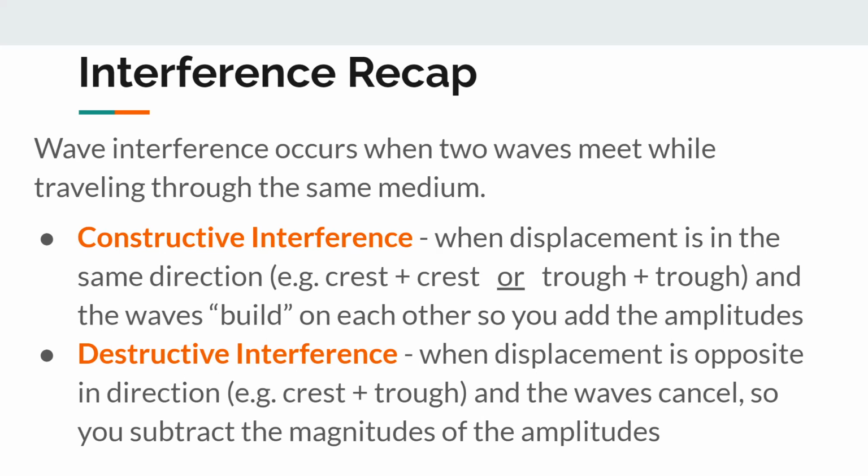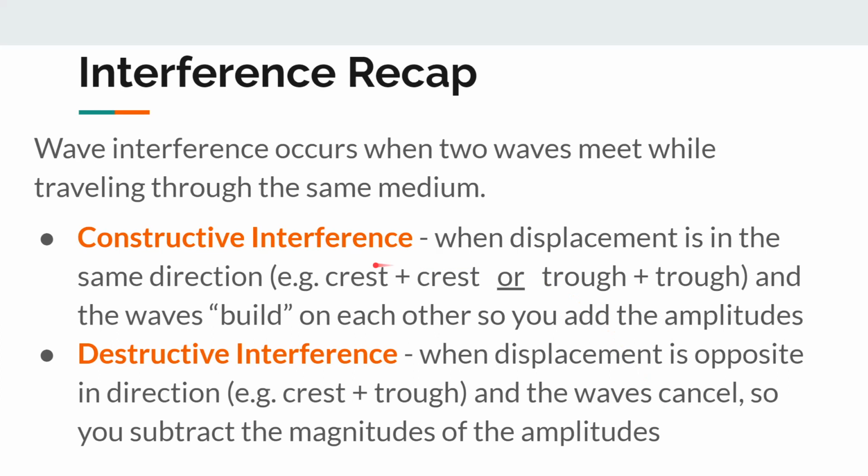So again, going back to yesterday, we talked about wave interference, which occurs when 2 waves meet while traveling in the same medium. That could be 2 sound waves traveling in the same room. You could have interference, or you could look at it just in a string, a really simple example like what you did in the PhET. But we talked about 2 different types of interference, constructive interference and destructive interference. And you need to remember the difference.